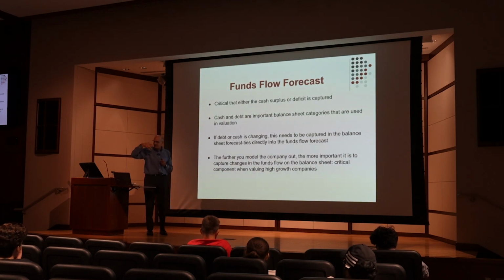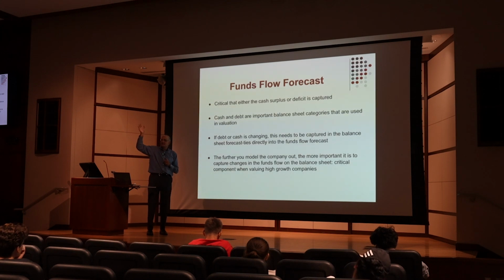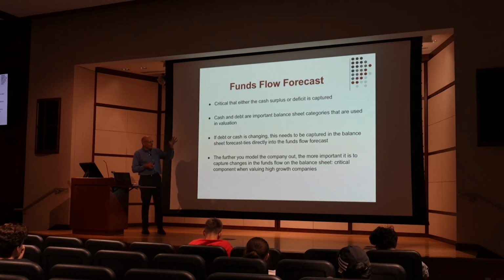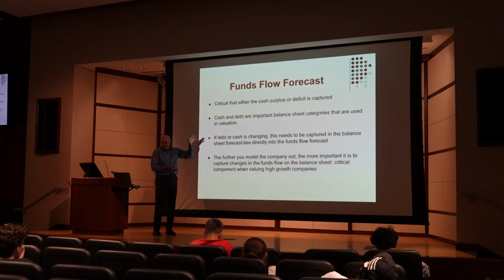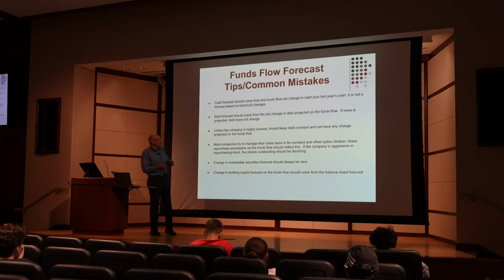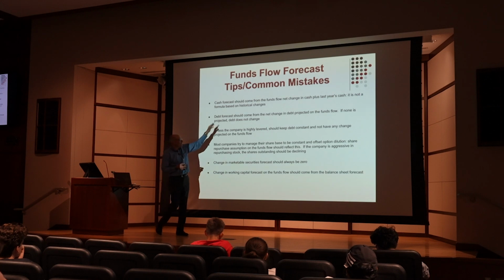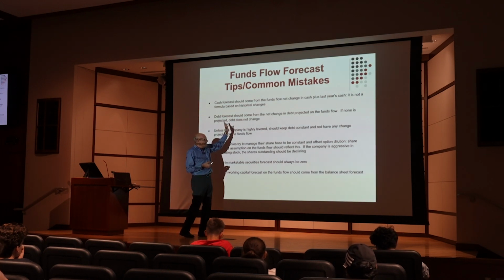So again, when we model companies, we model the balance sheet, funds flow, and the income statement. They're all interrelated, and we need all 3 to actually come up with a valuation summary that makes sense, right? The cash forecast should come from the funds flow net change in cash plus last year's cash. It is not a formula based on historical averages.